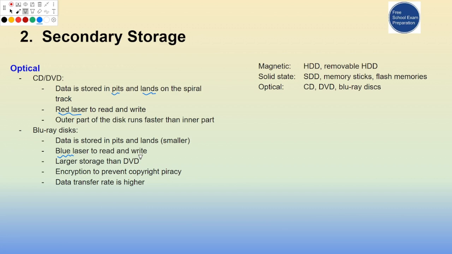Another benefit of Blu-ray discs is that they are encrypted, so this can prevent copyright piracy. Another benefit is that the data transfer rate will be higher in Blu-ray discs. Okay, so here is just a short summary. For magnetic, we have the HDD and also the removable HDD. For solid state, we have solid state drives, USB memory sticks, and flash memories. And for optical, CD, DVD, and Blu-ray discs use this technology.